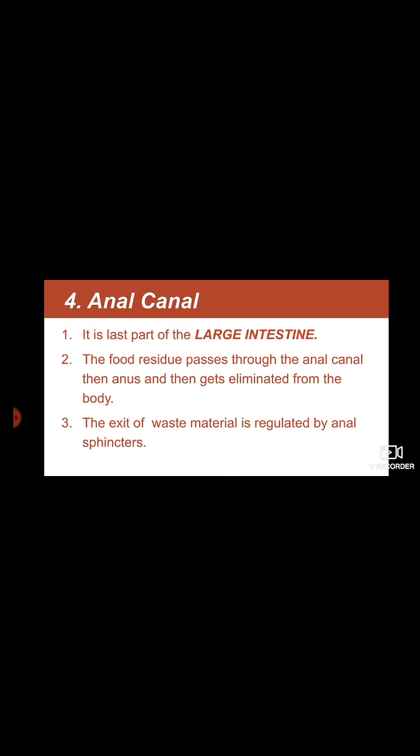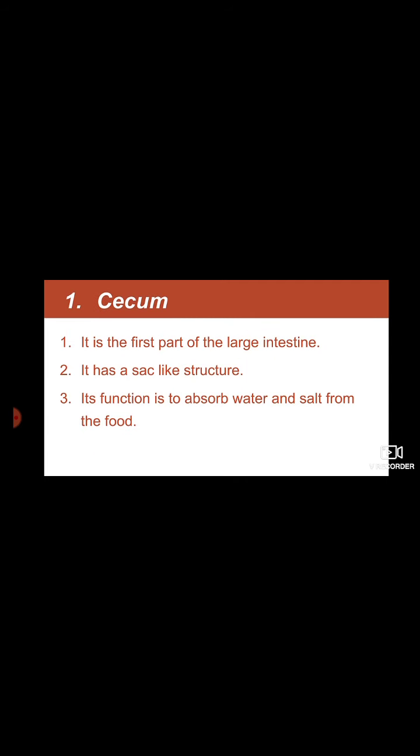Now, the exit of waste material is regulated by the anal sphincters. In the diagram, sphincters are located here, this part, and there are two types of sphincters: involuntary and voluntary. Involuntary means which we cannot control. We cannot control involuntary sphincters, and these sphincters which are located at this part, we can control them.